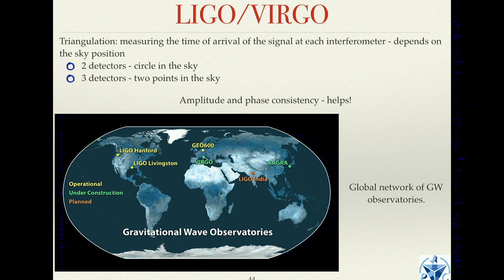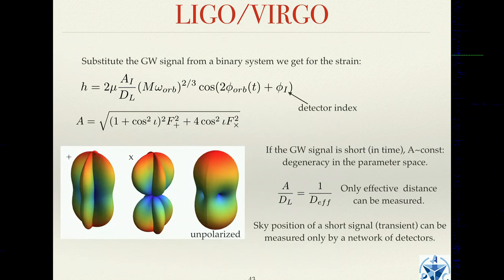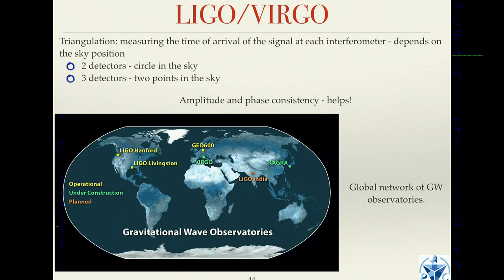It's not entirely true, because even where Virgo was offline and there were only two LIGO detectors, you could say something about sky location. Phase and amplitude here are a function of your instrument, so you have to have a consistent signal in amplitude and in phase, as well as a simple time travel between two sites. This adds a little bit more information and you start to break the degeneracy, so you don't have a circle, but you start to have more patches along this circle.